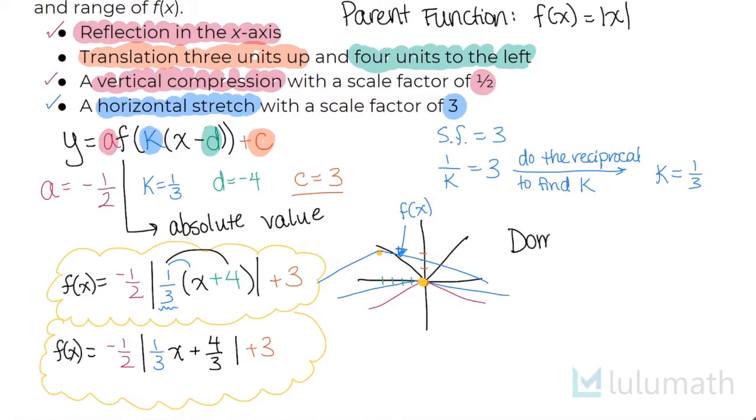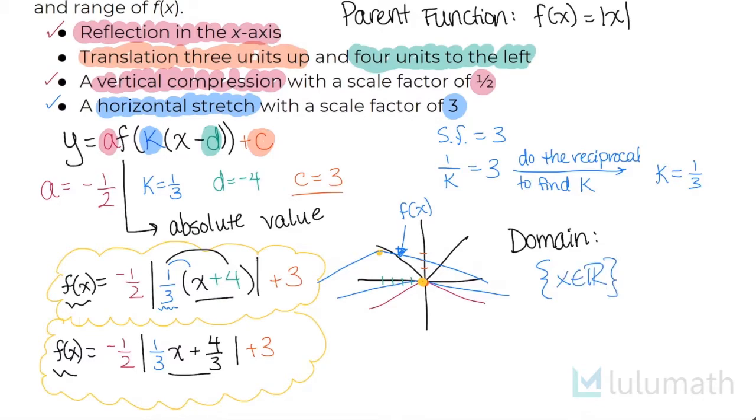Now for our domain, for absolute value graphs, no matter what our input is, we will always be able to get some output. There's no restriction for absolute value graphs. Also, our graph goes to the left and to the right to infinity in both directions. Therefore, our domain is going to be x is an element of the reals.